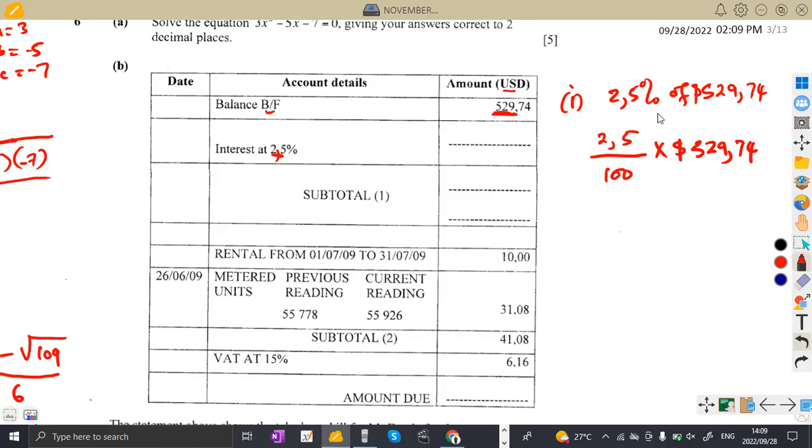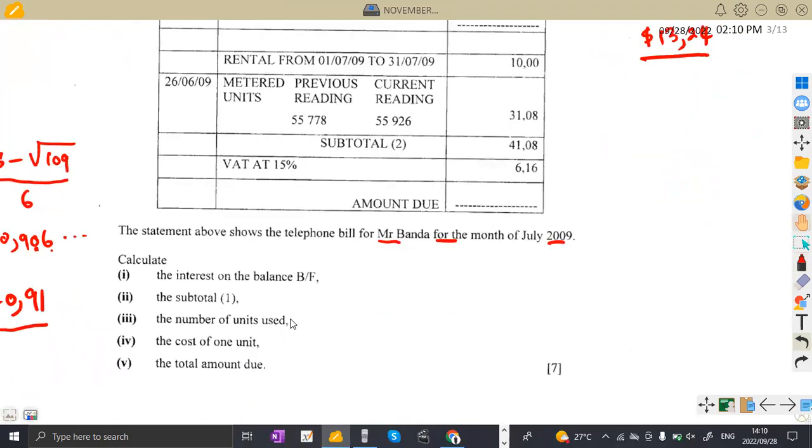So on your calculator, guys, if you do this properly, you're going to obtain something like 13.2435. But this is money. Whenever you're dealing with money, remember the cents, 2 decimal places. You're supposed to have 2 decimal places after the point. So this is going to be $13.24. Okay, so that was the interest here, which is $13.24.